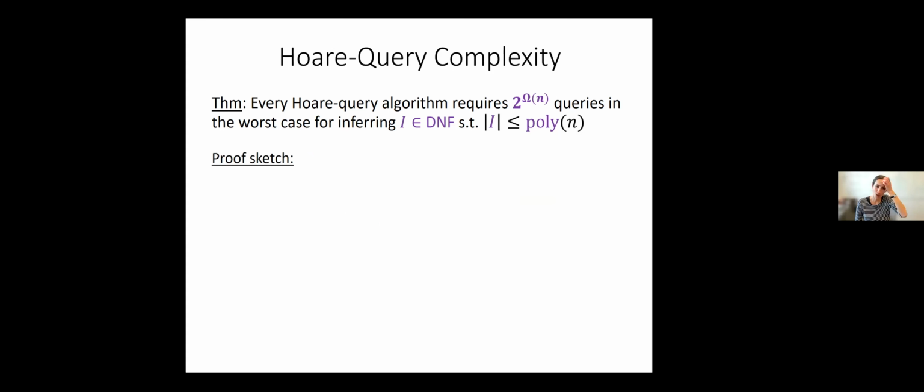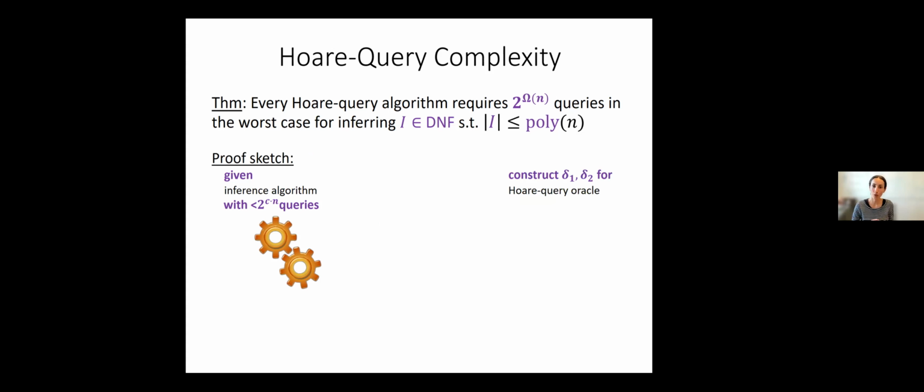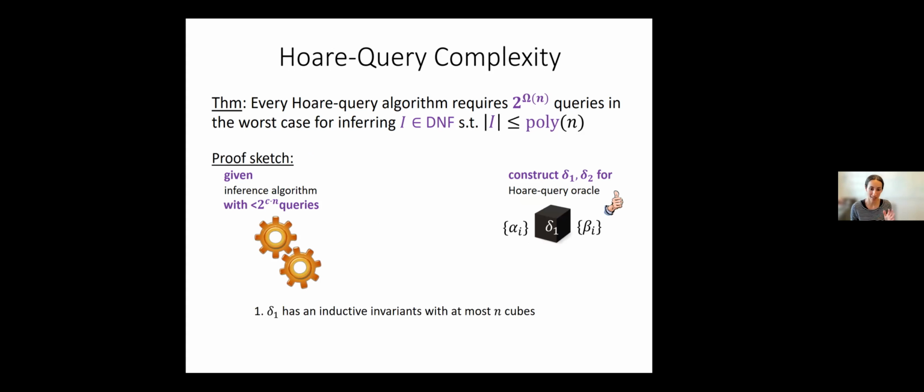I'll just say a few words about the proof. The very rough idea is that we show that if we take any inference algorithm that requires fewer queries, then we can construct two transition relations. One has a short inductive invariant with n terms or cubes in DNF, and the other doesn't. Actually, the other one is not even safe, so it doesn't have any inductive invariant.